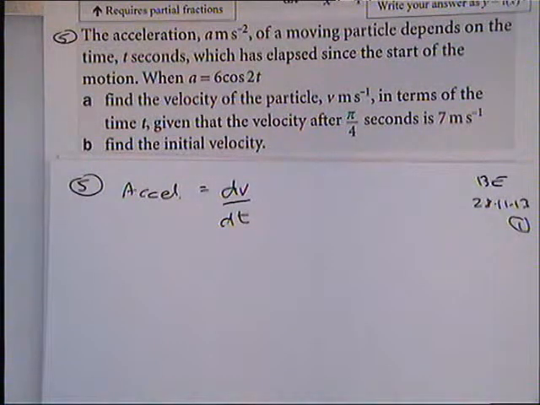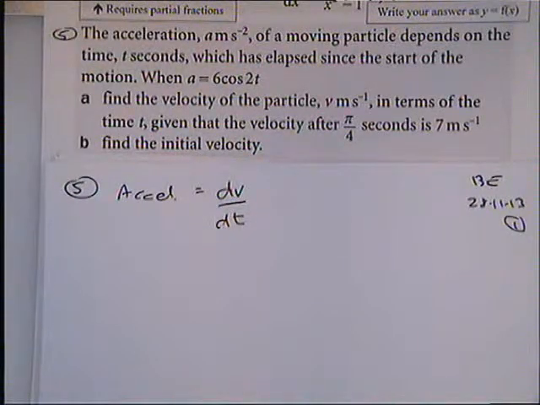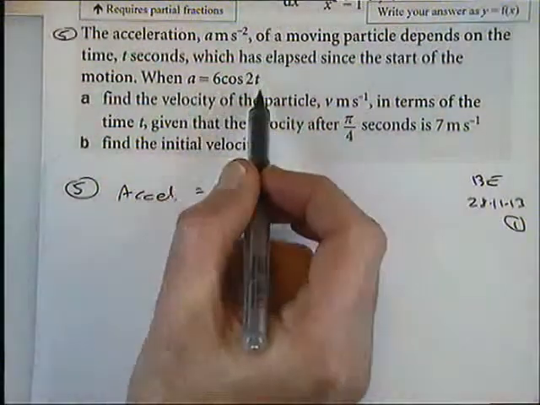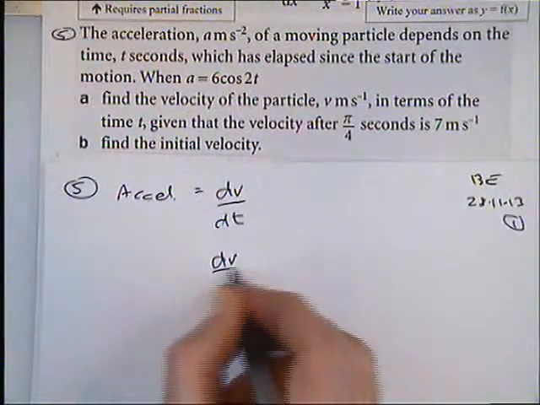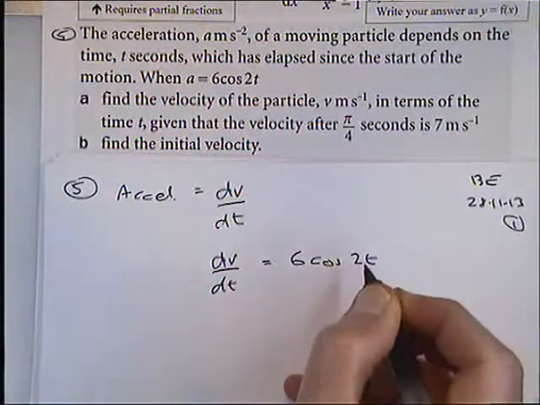The non-mechanics people, this is the sort of thing that, when I look at these questions, sometimes puts me off because I haven't got the mechanics background. And you need to know that acceleration is dv dt. That's one of the key things. If you don't know that, you're completely stuffed on this question. So we know that acceleration is equal to that, so dv dt equals 6 cos 2t.